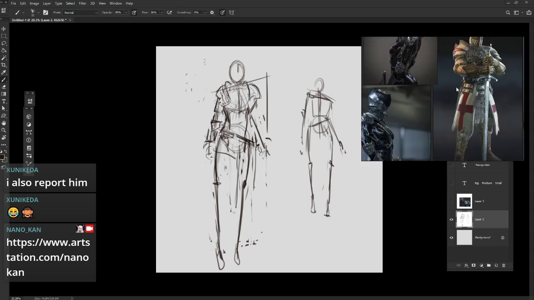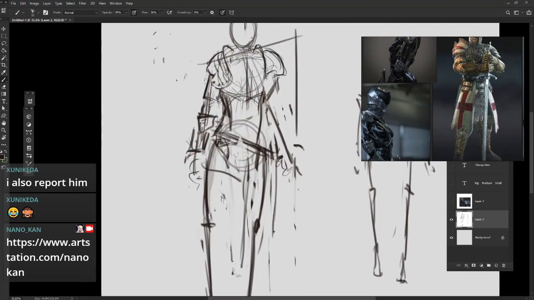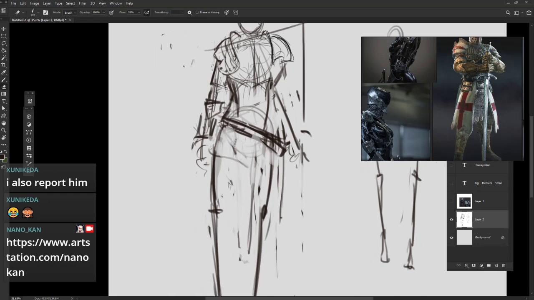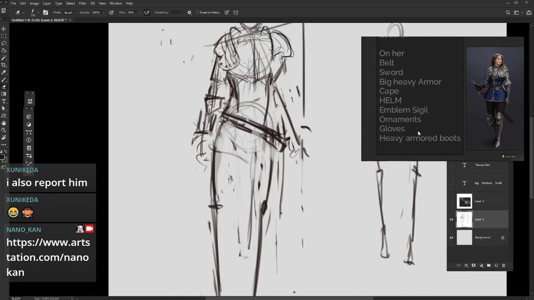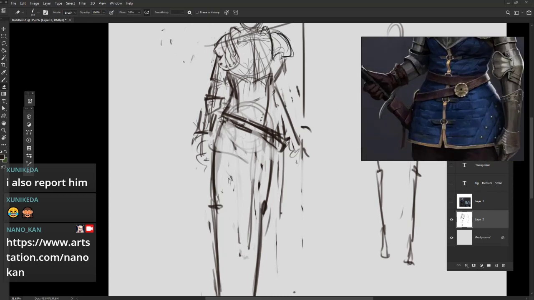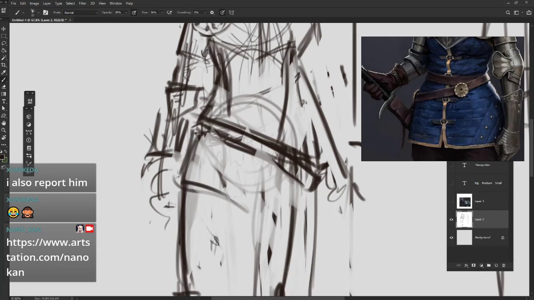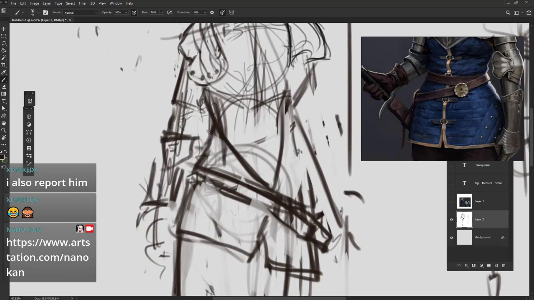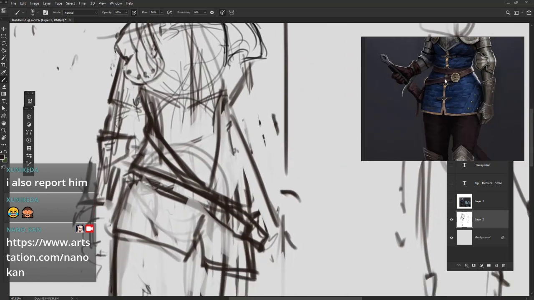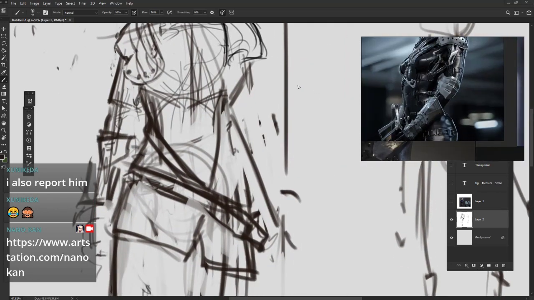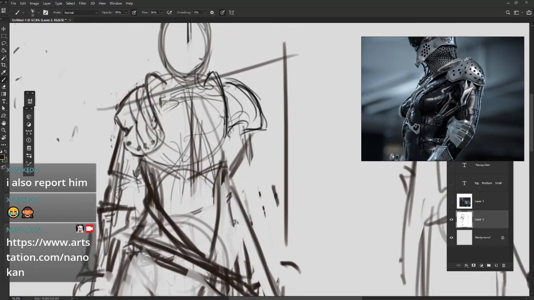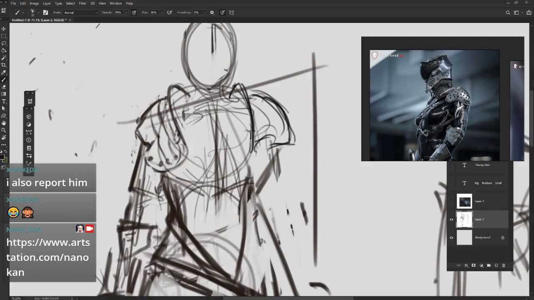I can finally add some more stuff to her. I know for a fact that there's going to be a belt. Okay, what is that? There are rings attached and all this other stuff, so I also want this short skirt to add with the belt, but I want a different type of design for the armor. I actually like this one way more.